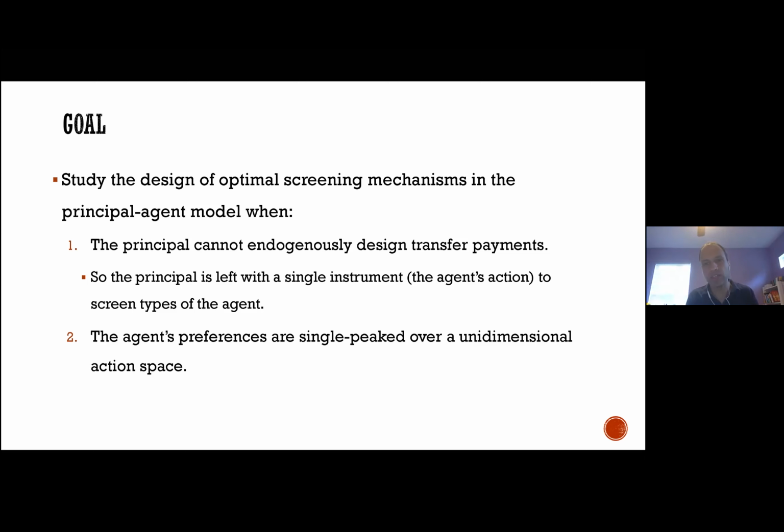So if you really want an interesting problem, you need to assume that the agent's preferences are single peaked over the space of the actions. Professor, can I ask? If the main objective is to screen, then a principal can simply offer their peaks, allow them to all choose their peaks, and that will screen everyone. Yes, that is one possibility.